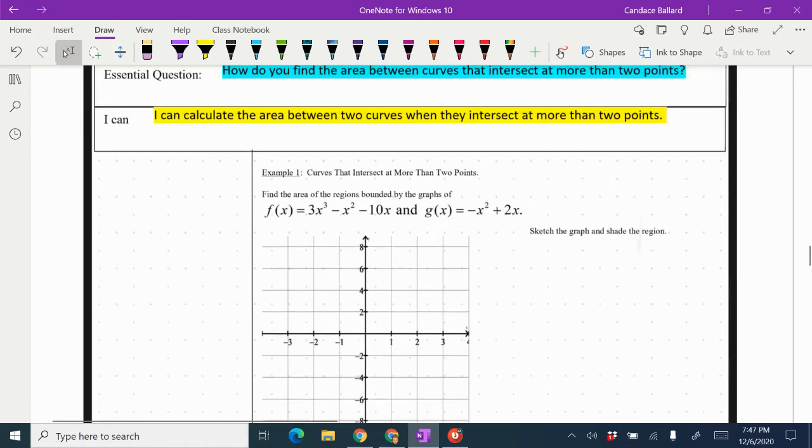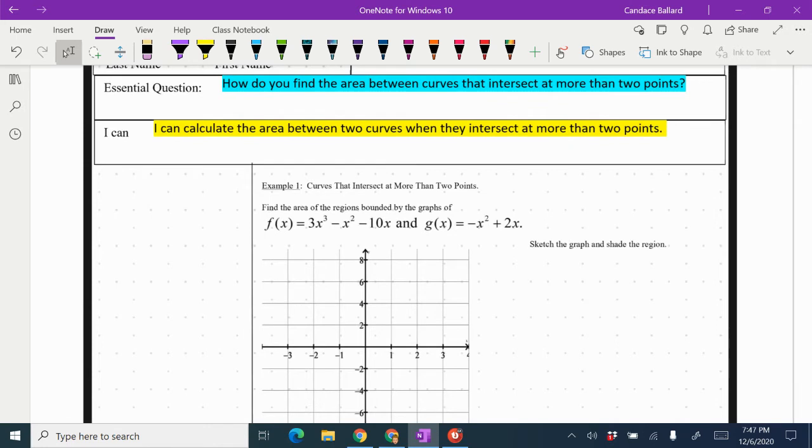We're only actually going to do one example because this really isn't that much more complicated than what we've been doing before. So we're going to have two graphs. We're going to have the graph f of x equals 3x cubed minus x squared minus 10x, and the graph g of x equals negative x squared plus 2x. They do want us to sketch and shade it.